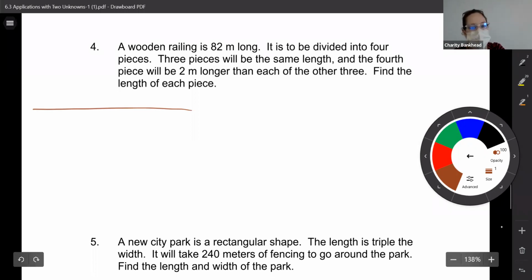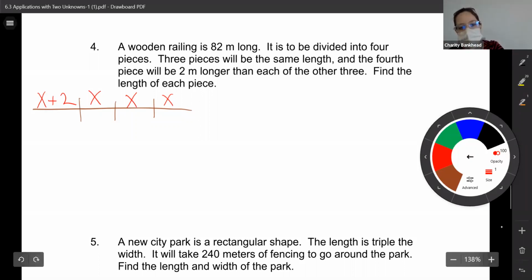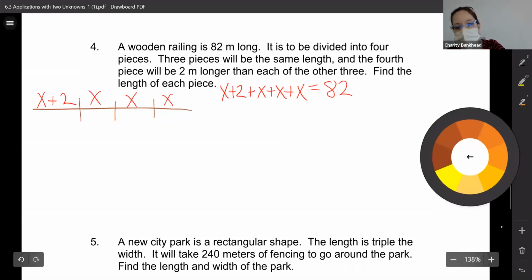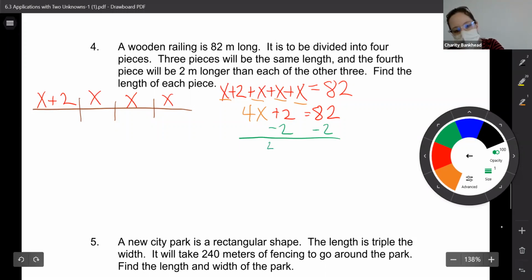So there's that. So one piece is a little bit longer, and then the other 3 are the same. So we have x, x, x, and then x plus 2. So x plus 2 plus x plus x plus x equals 82. So that means 4x plus 2 equals 82. And then we're going to subtract 2 from both sides. So 4x equals 80. And then divide both sides by 4, which means x equals 20.